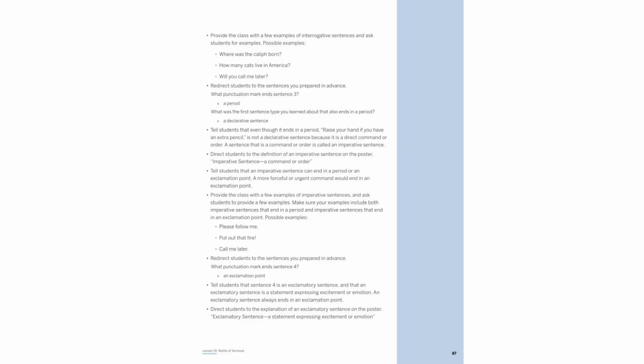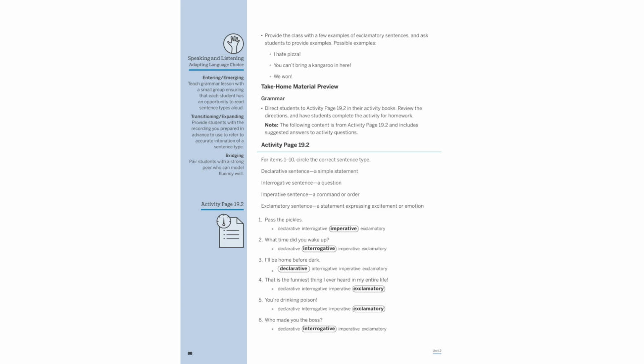An exclamatory sentence, such as, wow, what a helpful bunch, comma, expresses excitement and ends with an exclamation point. Exclamatory sentences express strong emotion and always end with an exclamation point. Examples include, I hate pizza, and you can't bring a kangaroo in here.